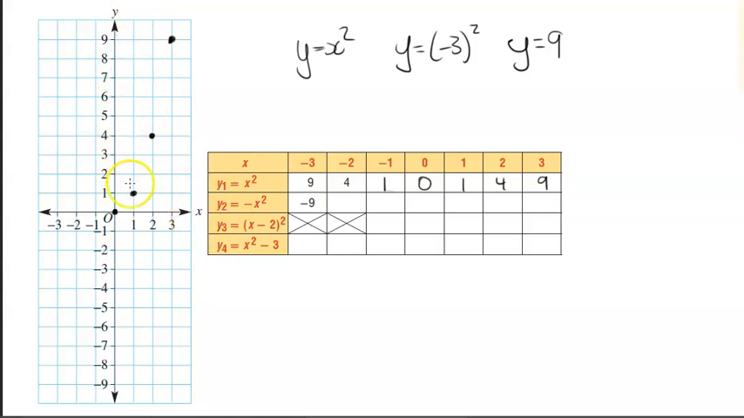When you sketch this, you actually don't connect it with lines. It actually makes what's called a parabolic curve. That was a terrible one. Let's try again.